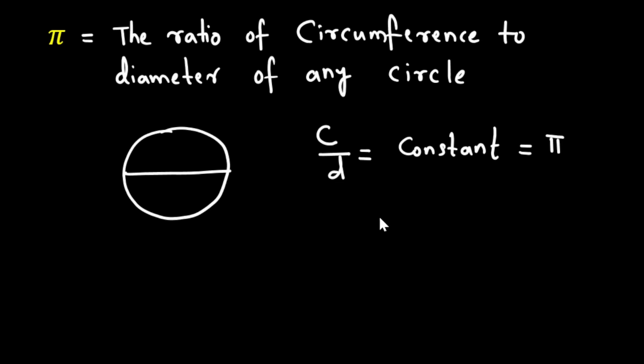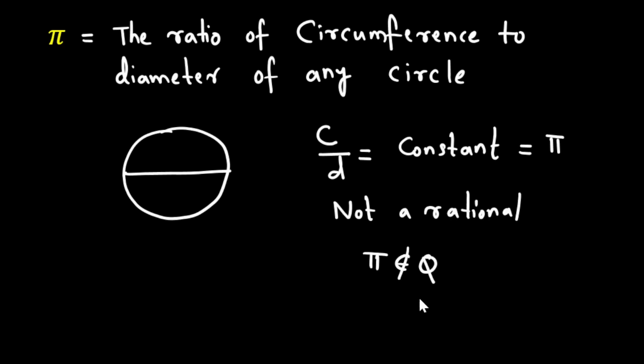So you take any circle and try to find the ratio between circumference and diameter. So both circumference and diameter cannot be integers. So this is not a rational number. Pi is not a rational number. Pi does not belong to Q. So it is not a rational number.